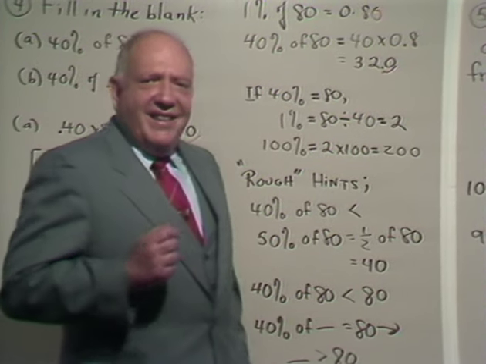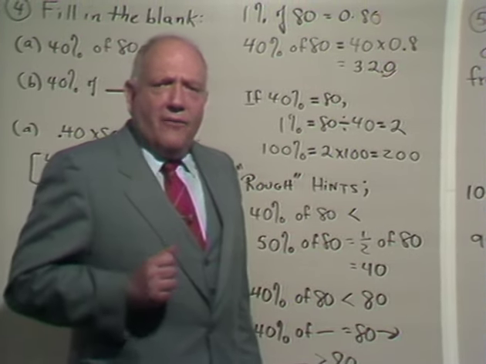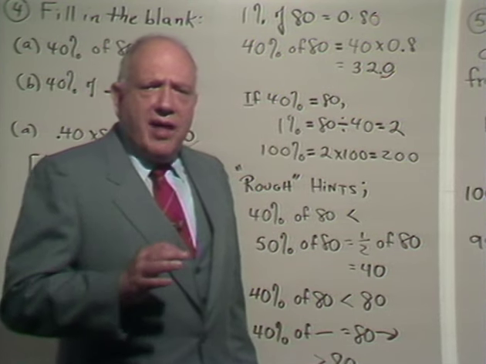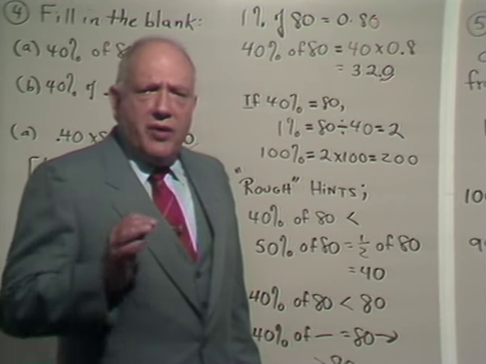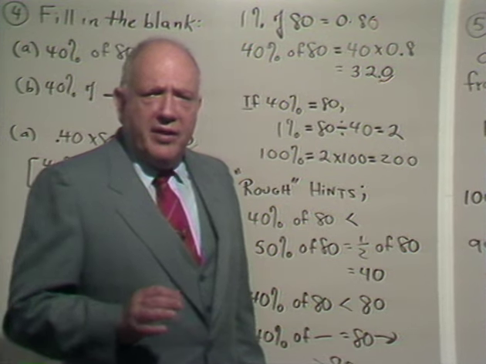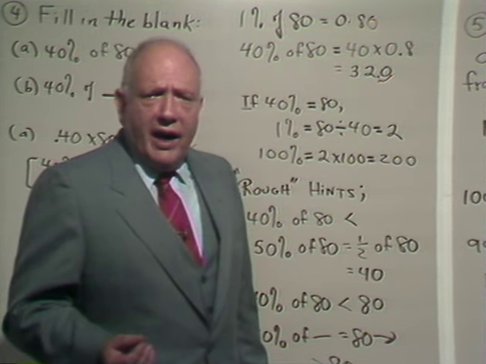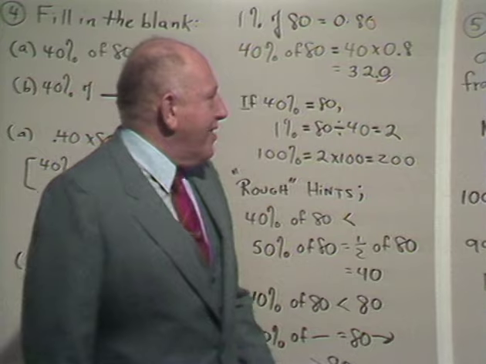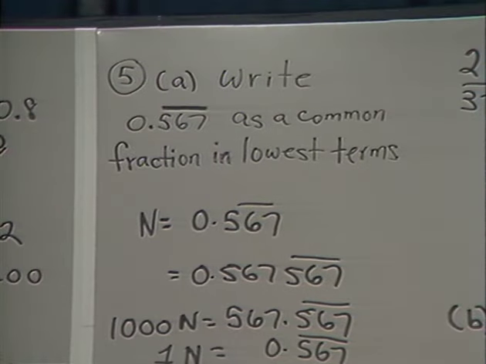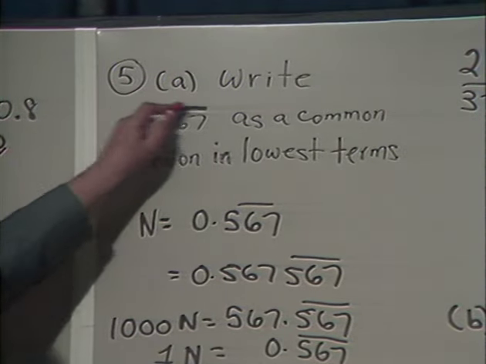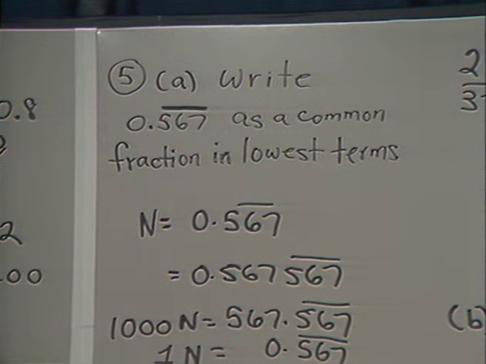Okay? Now let's get into this problem of what do we do when we get these decimals that never come to an end, where the same cycle of digits repeats endlessly. We talked about that during the lecture. Let's review it during the exercise set. 5a says write 0.567 bar as a common fraction in lowest terms.